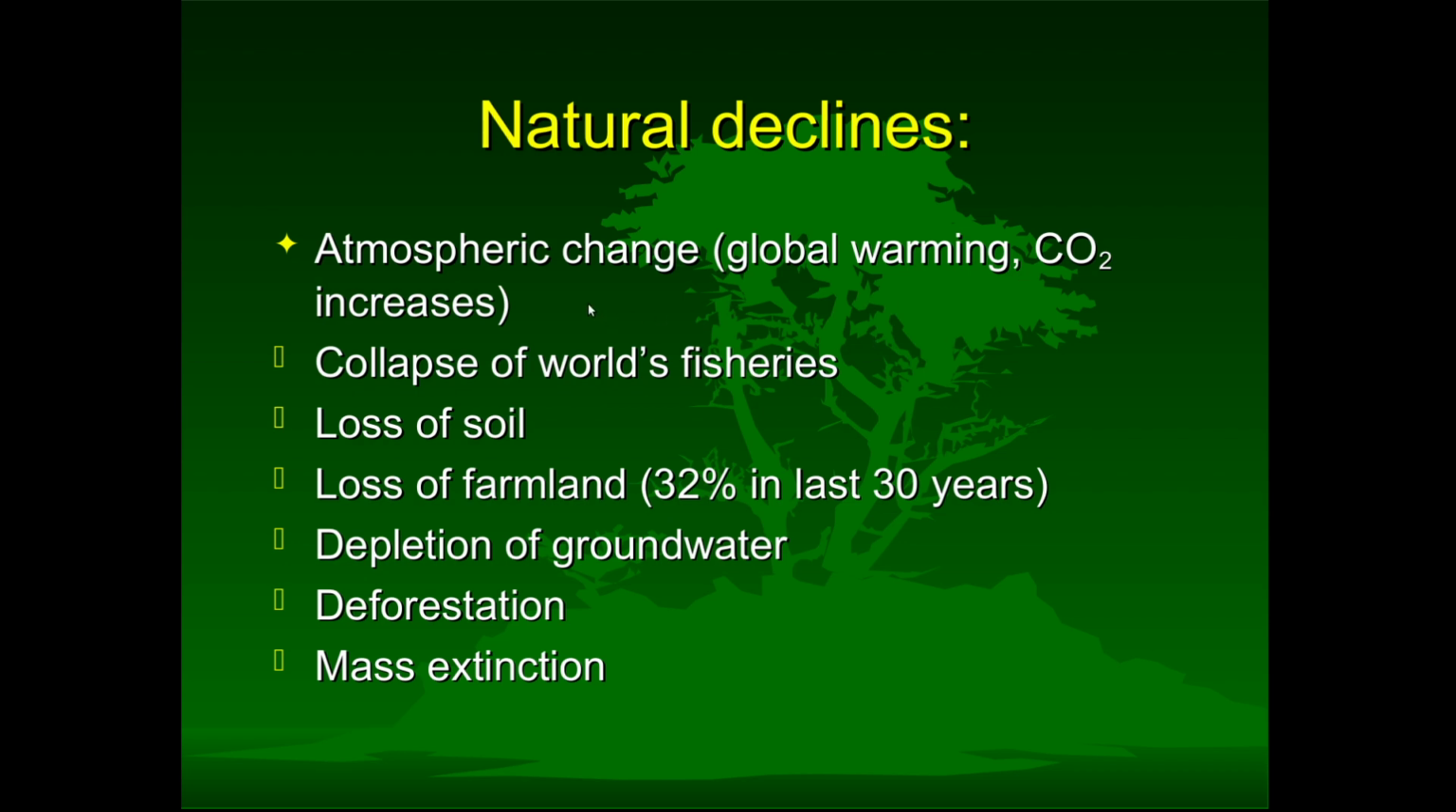All of these phenomena are a direct result of the large human population. Atmospheric change, widespread collapse of the world's fisheries, loss of soil and farmland, depletion of groundwater, deforestation, and also extinction rates are going up as a result of the increase in the human population size. So, do you think it's important and useful to study population growth?